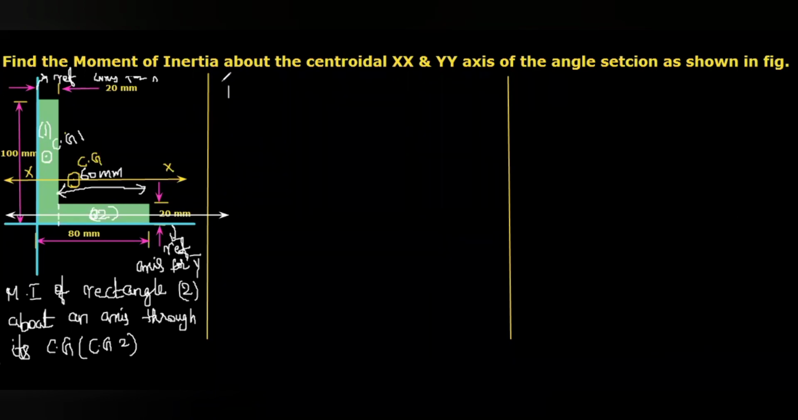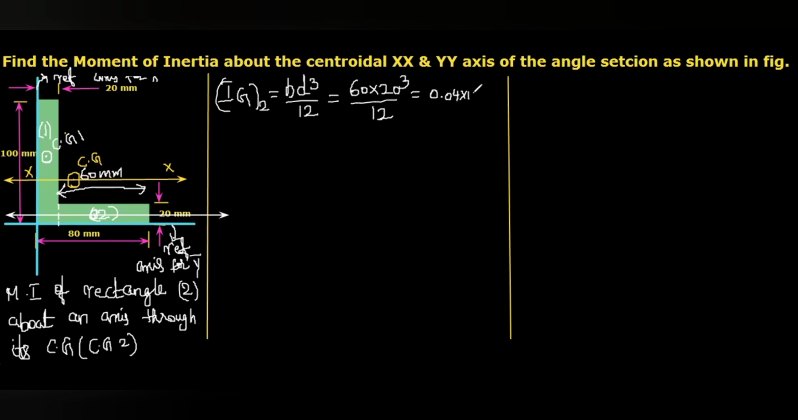Okay, IG for the rectangle 2. Here also the same formula, b d cube divided by 12. But here the b value and d value will vary. Okay, that means here b, that is 60, the depth, that is 20. So 60 multiplied with the 20 cube divided by 12. By simplification, we will get 0.04 into 10 power 6 mm power 4. Okay, this is with respect to this axis.